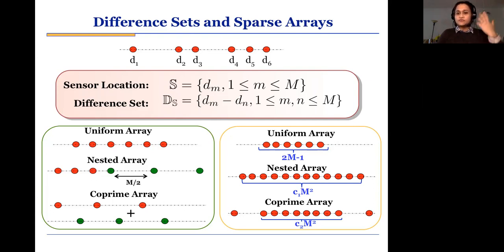So from this point of view of difference sets, uniform arrays are highly suboptimal. If the uniform array has M elements, the difference set only has 2M minus 1 elements. Whereas if you change the sampling geometry, in particular using nested or co-prime arrays, you can create difference sets which are much larger, with order of M squared elements. Hence, by developing suitable algorithms, you can exploit this large difference set of these sparse arrays and identify more sources.